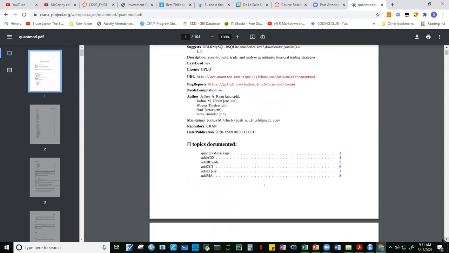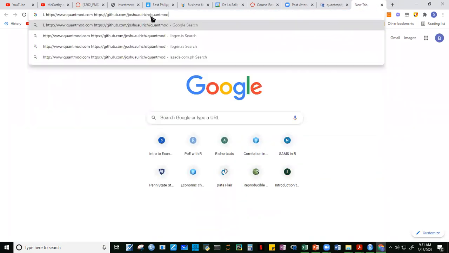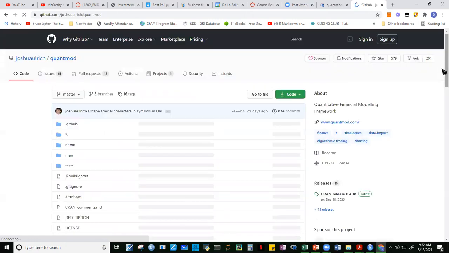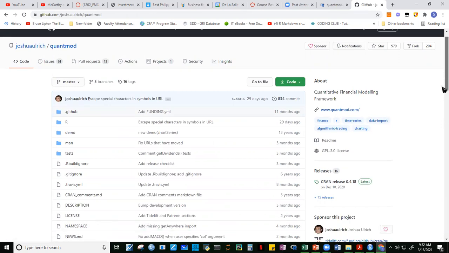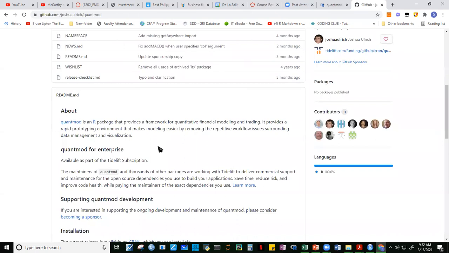Okay, tapos this one, if we highlight this, if we access this, Control C, Control B. Okay. I think that's the GitHub, no? So this is more the GitHub. These are more information about the Quantmod. Our package provides a framework for quantitative financial modeling and trading.